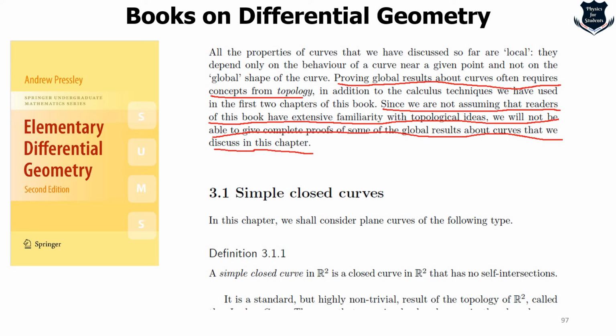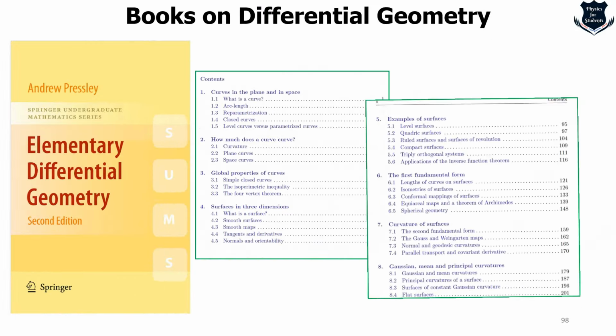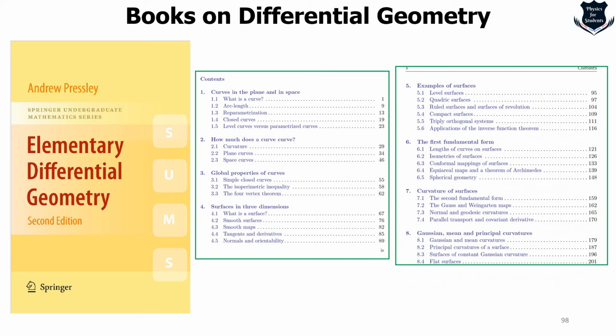"Providing global results about curves often requires concepts from topology. Since we are not assuming, and this is important, since we are not assuming that readers of this book have extensive familiarity with topological ideas, we will not be able to give complete proofs of some of the global results about curves that we discuss in this chapter." So that actually makes things very clear. So Elementary Differential Geometry has this type of idea.